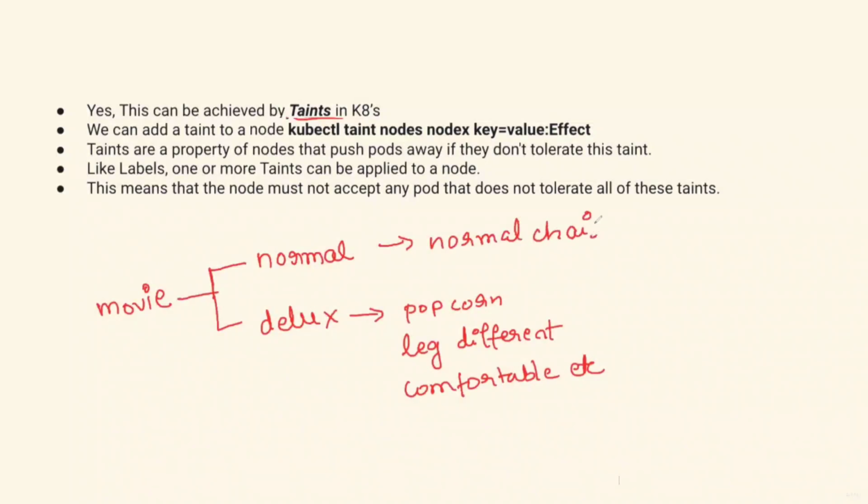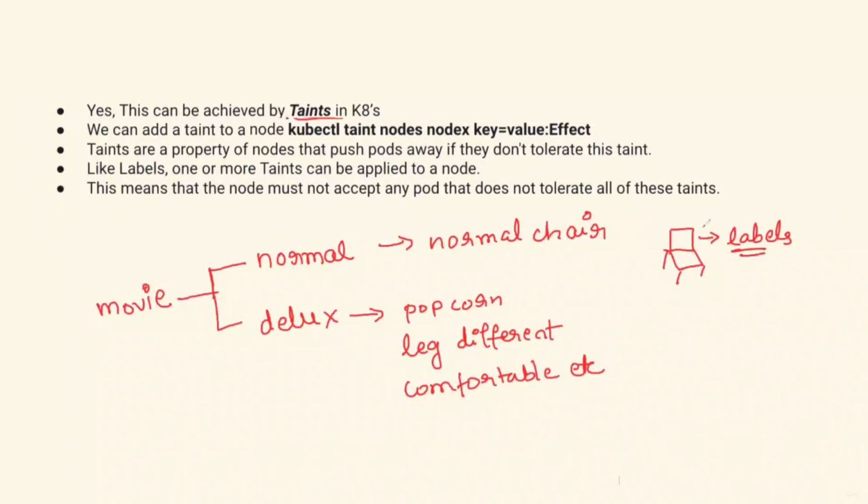Normal ticket, maybe you have to buy your own popcorn and you have a normal chair and that's pretty much it. But how do you know when you look into a particular chair, how do you know that this is a deluxe chair or this is a normal chair? There will be some labels here, right? They would have put some labels on this.